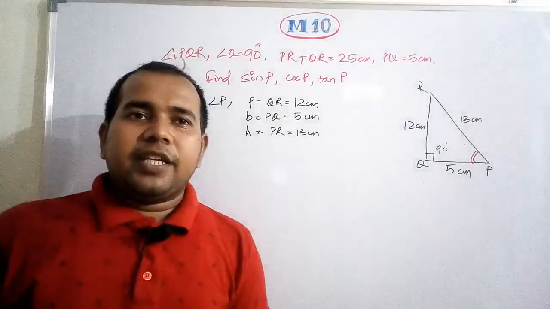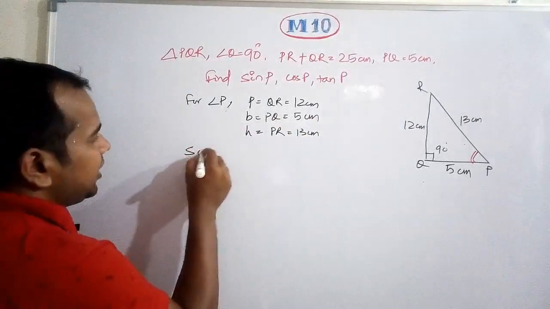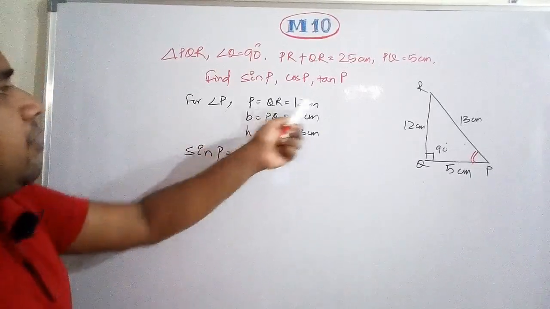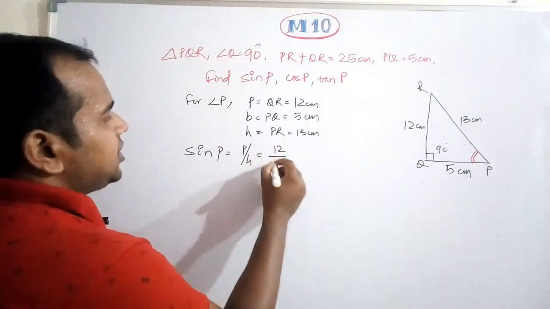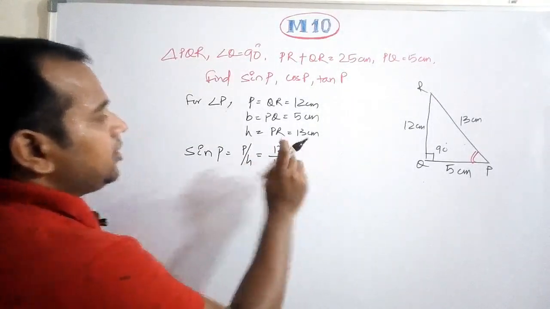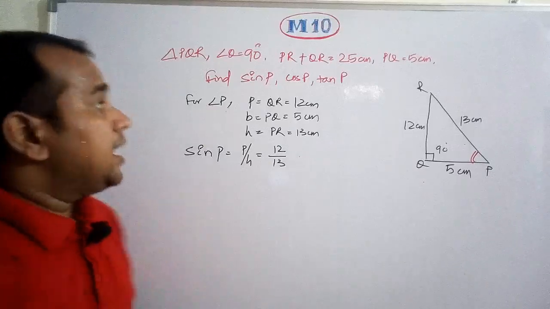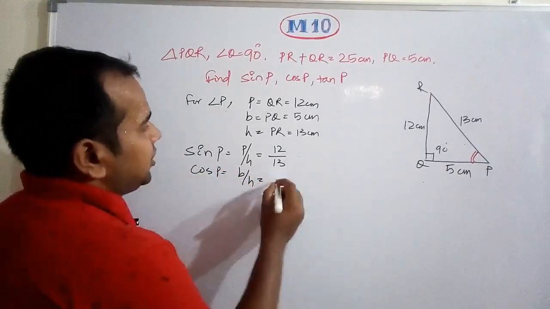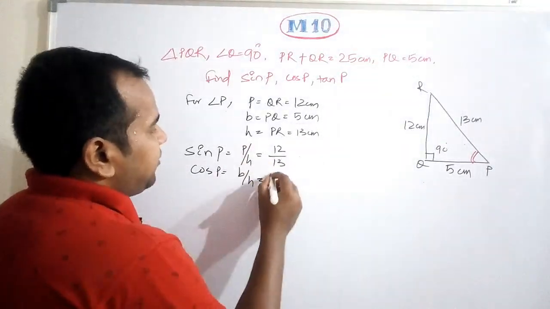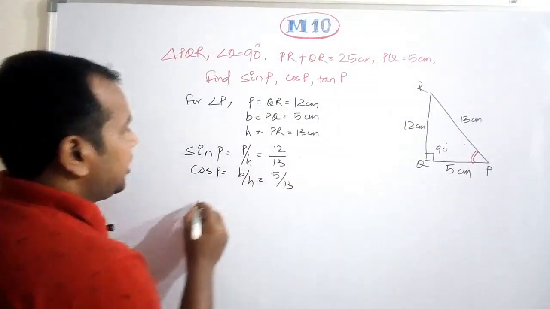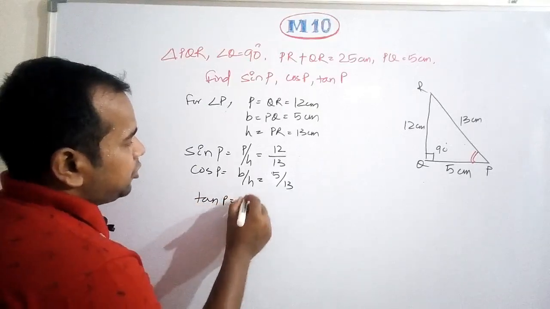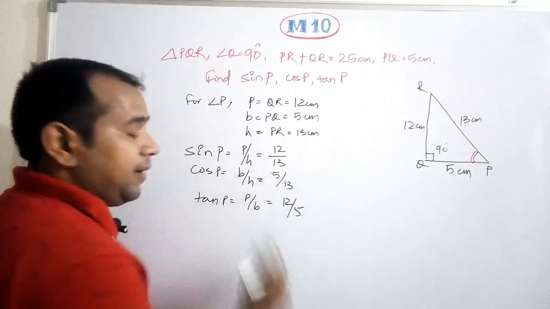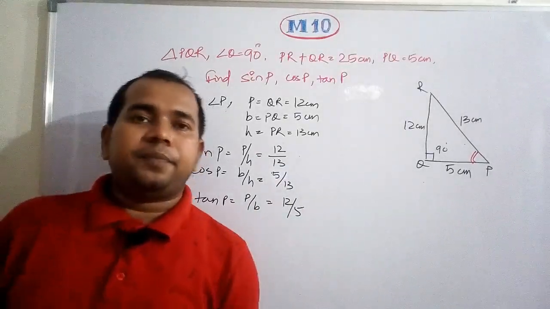Now you can easily find out what is sin P. Sin theta equals P divided by H. So P you are taking here 12, H is 13, so you will get 12 by 13. You have got the answer. Next is cos P, that is equal to B by H, that will give you base 5 by 13. Tan P is equal to P divided by B, that is 12 divided by 5. So this is your answer.